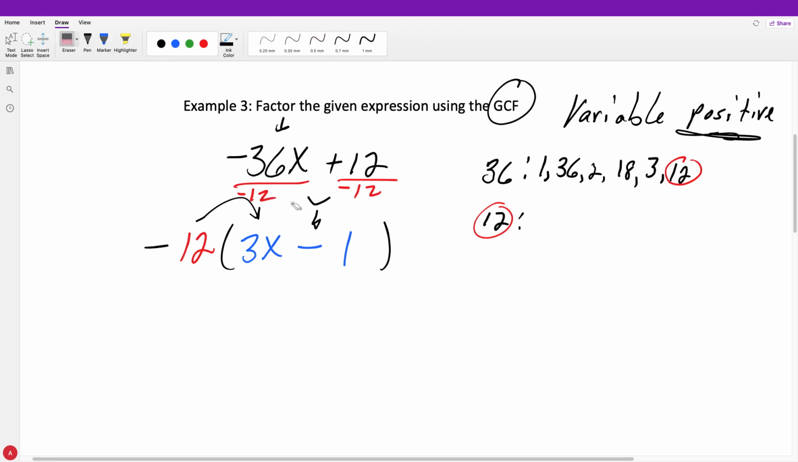All right, so just make sure that when you guys are doing this, if your leading coefficient is not positive, it's negative, you want to factor out a negative with it to change it to a positive. All right, that is it for this video.